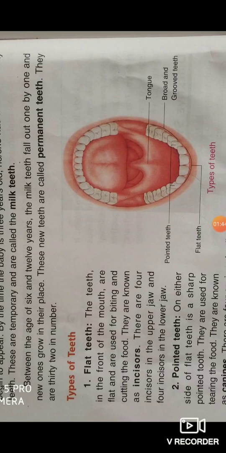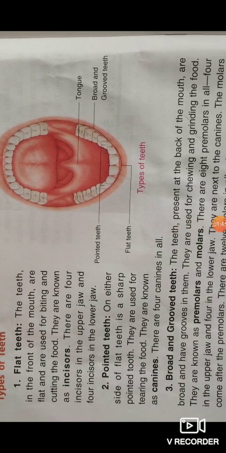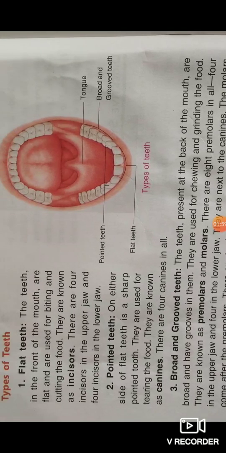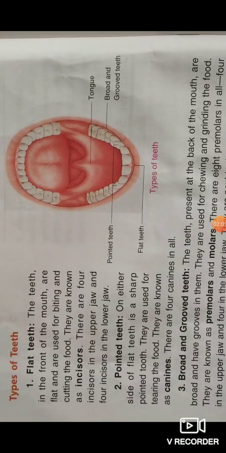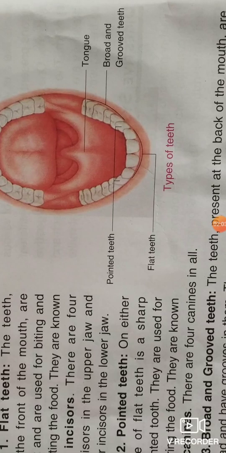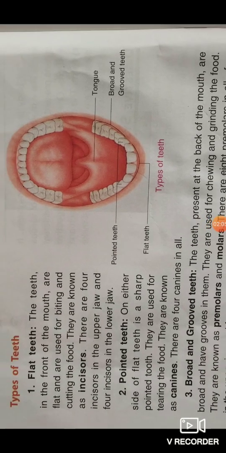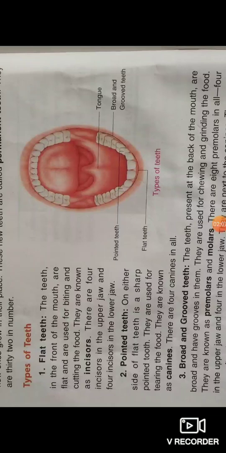Okay, now come to the pointed teeth. See, on either side of the flat teeth are sharp pointed teeth. They are used for tearing the food, and they are known as what? Canines. There are 4 canines in all. Okay, see the diagram also. This is inverted. See here, pointed teeth are there, and flat teeth in front of the mouth.